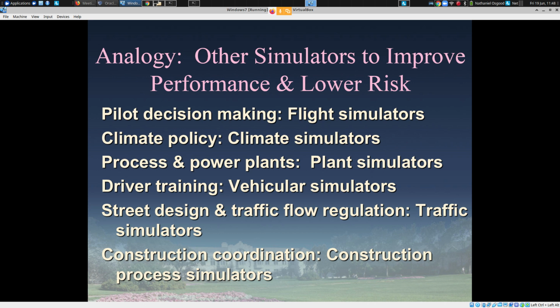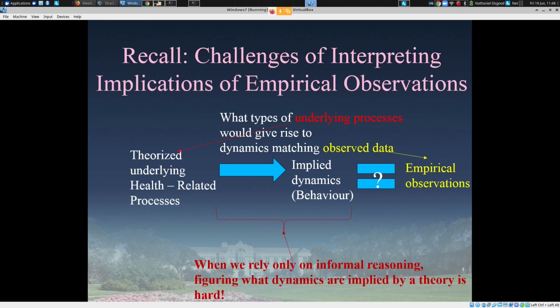It's similar with process and power plants. We don't wait for an emergency to occur to train people in how to respond to those emergencies and to what will happen. Same thing with street design and traffic flow. For climate policy, we have climate models. Countless different areas, we rely on models. Driving simulators, right? For driver training. What roles do these play?